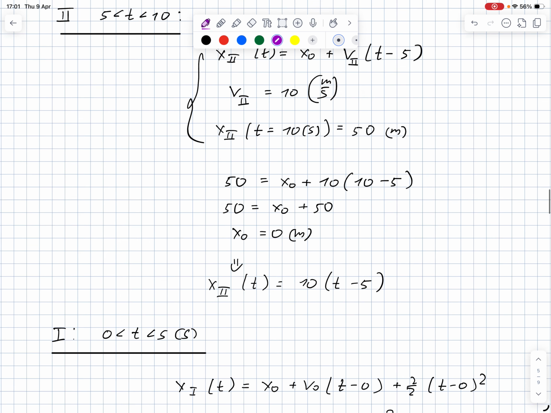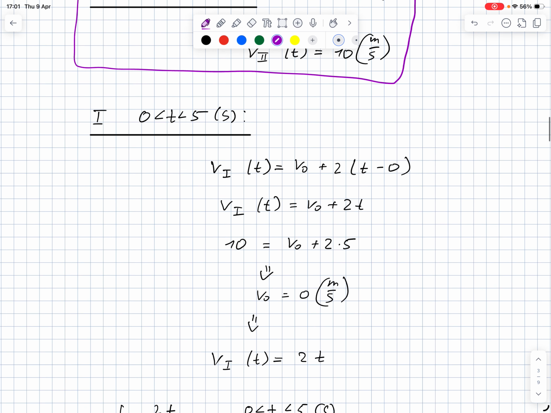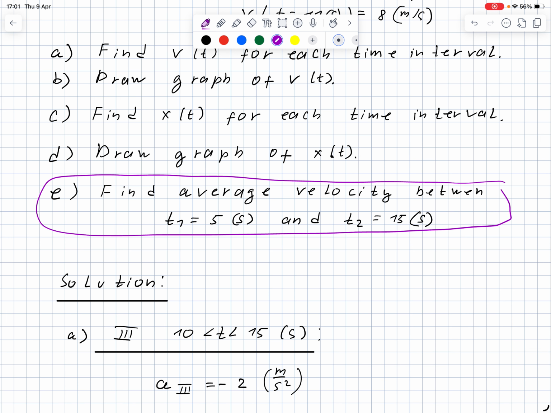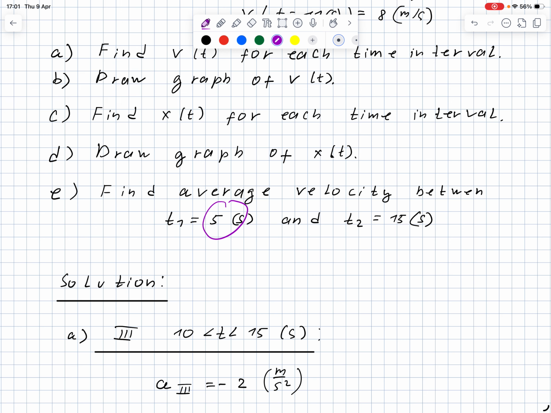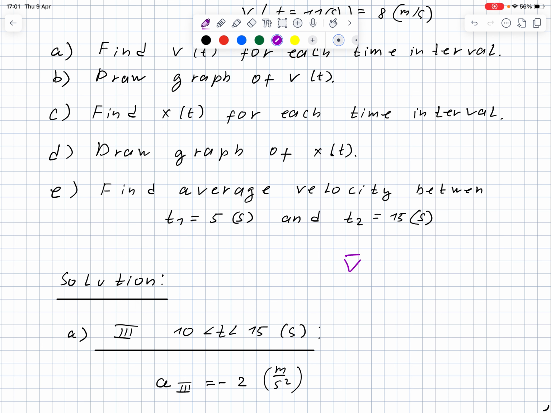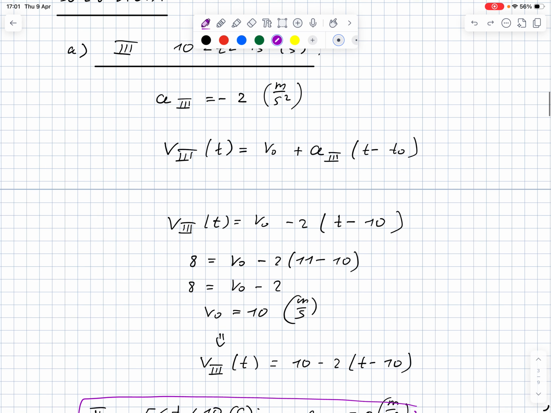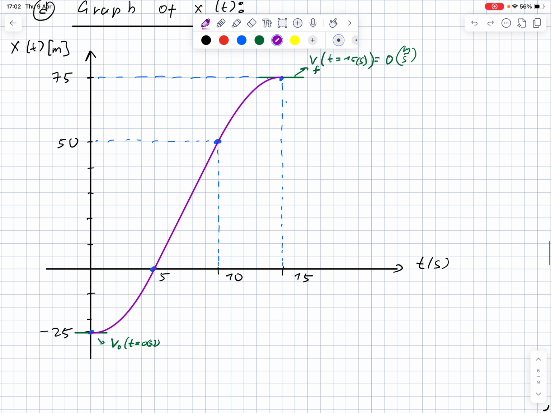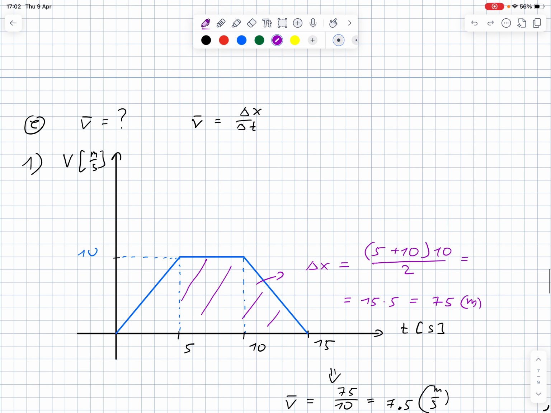Okay, final part. What is the final part? We need to find the average velocity between the initial time of 5 seconds and the final time of 15 seconds. Now, the definition of average velocity is given by delta x divided by delta t. Okay? Now, we have two ways to solve this. First way, I'm going to use the graph of v of t.